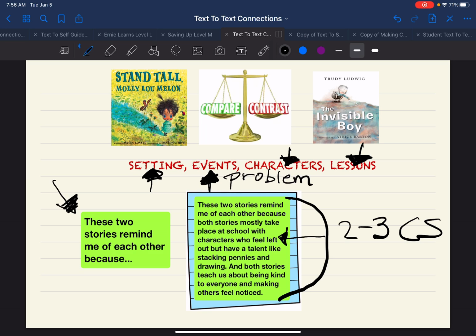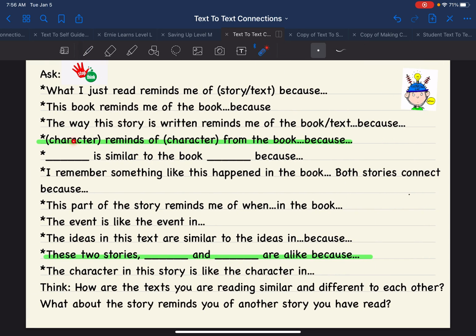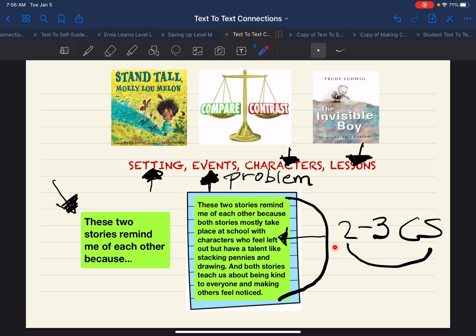As you are typing and writing out your response today, don't just write 2 to 3 complete sentences. You want to use the prompt that best fits the books you are comparing. But also make sure you reread it to yourself and think about what exactly you are comparing and contrasting. And when you write it out, make sure it has information from the story, because it shouldn't just come from your mind. A text-to-text connection has specific information from each text that you are trying to communicate.